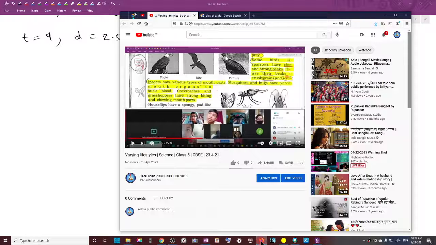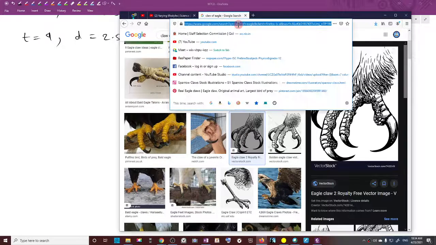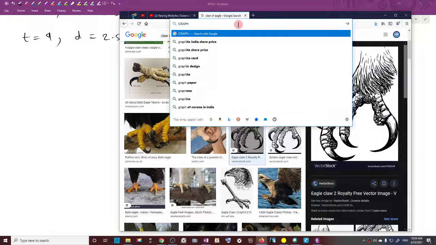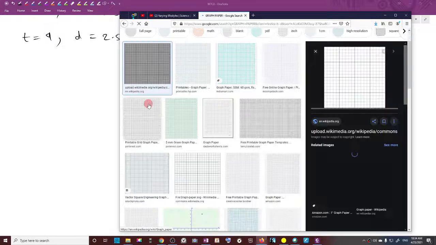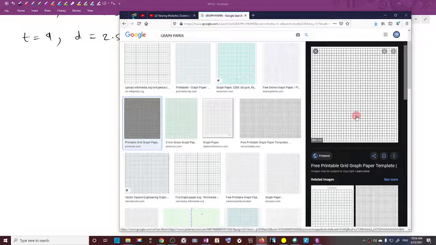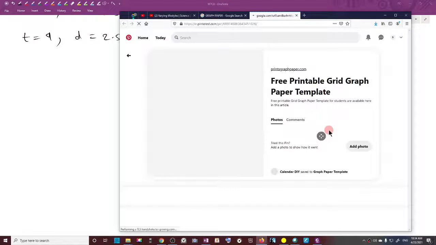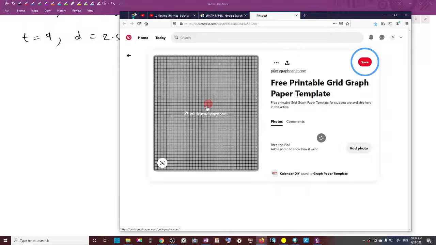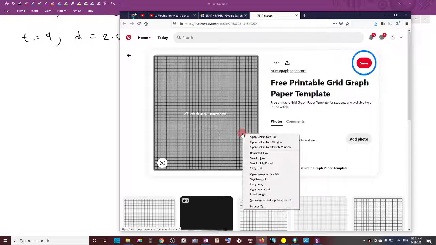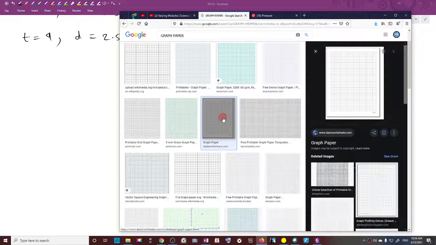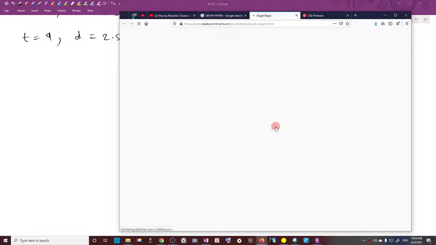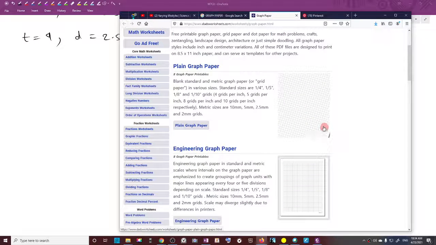Sir, I had done with a graph paper and sent you. Okay, let me see a graph paper. Let me see if I can get a graph paper on internet. This will do the justice. Okay. Let me see if I can download this one. No download option is being given. Okay, wait. Let me see the other graph, if I can download any one of them.